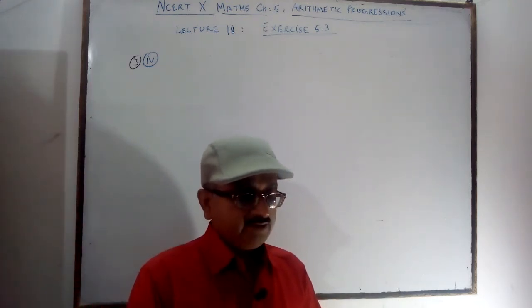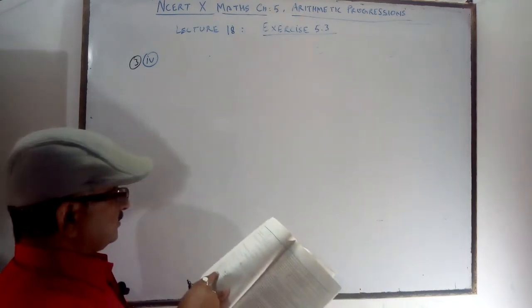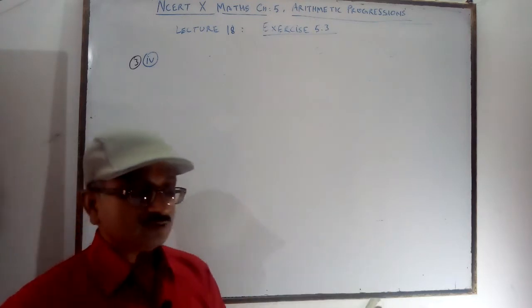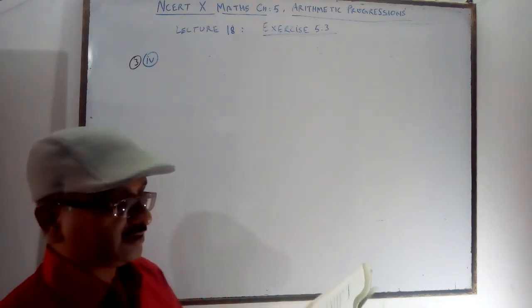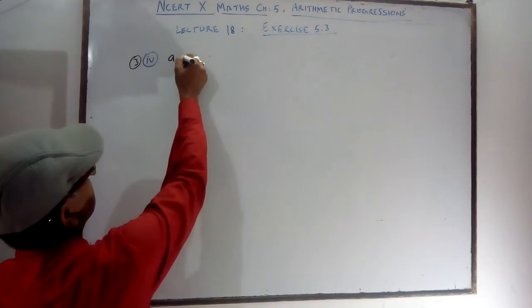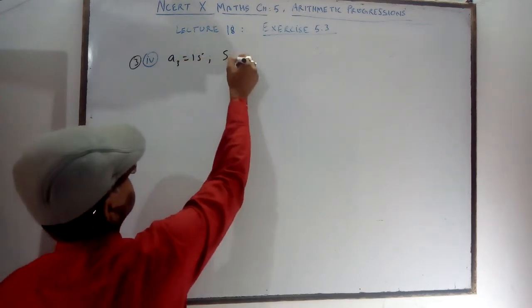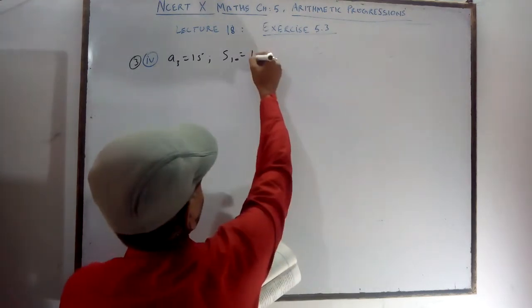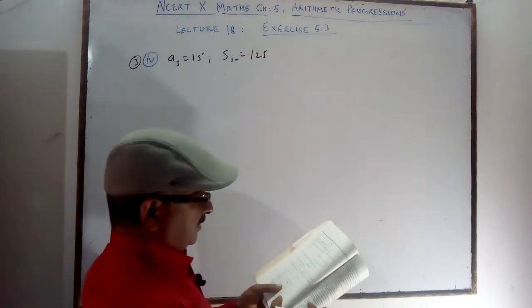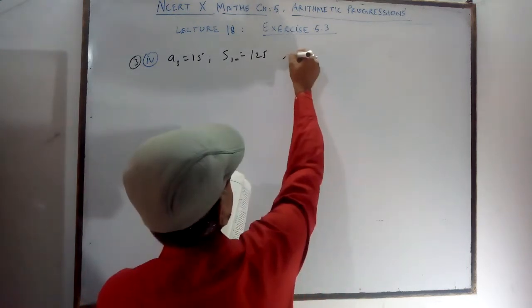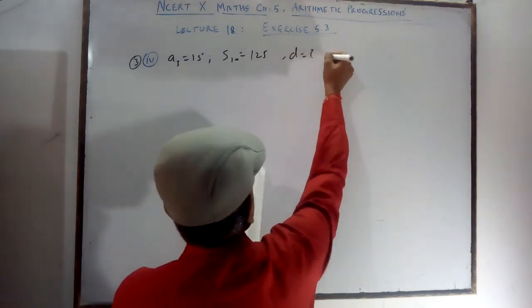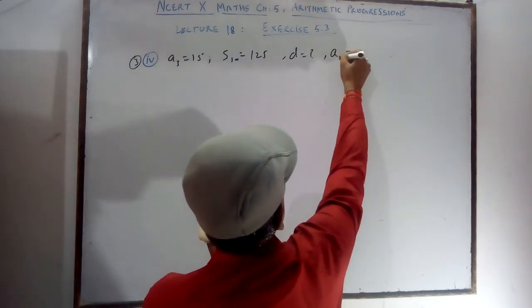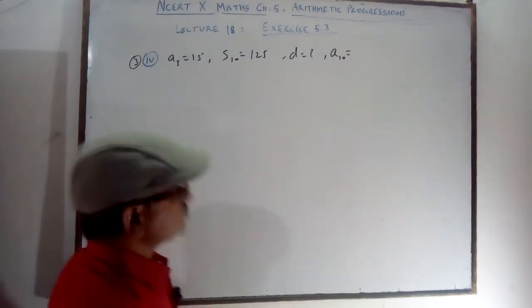In this given, A3 is equal to 15, S10 is equal to 125. You want to find out D and you want to find out A10. It is given. How will you solve it?